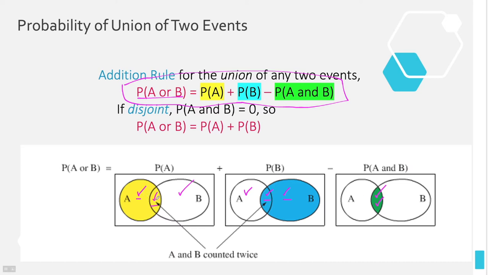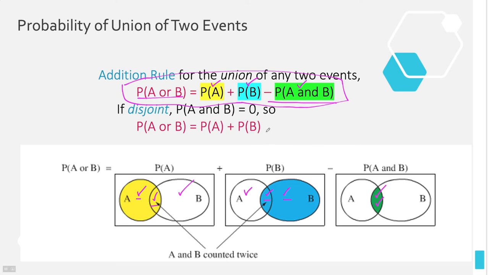So this section plus this section plus this section is what we really want. And we've counted the green twice, so we subtract it off once. So this counts the almond shape in the middle, and this counts the almond shape in the middle. So we subtract it off once so that we're only counting the green almond shape one time.